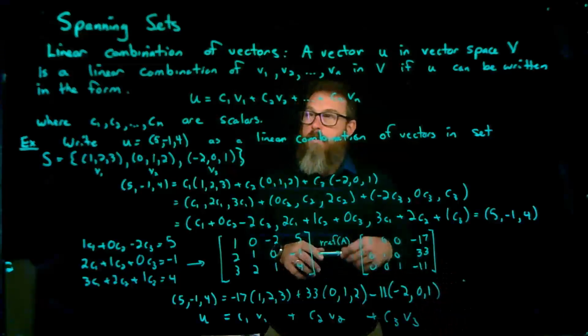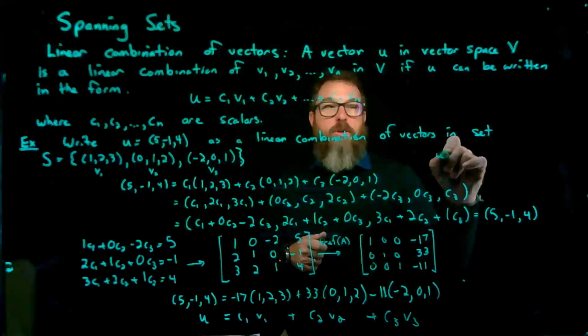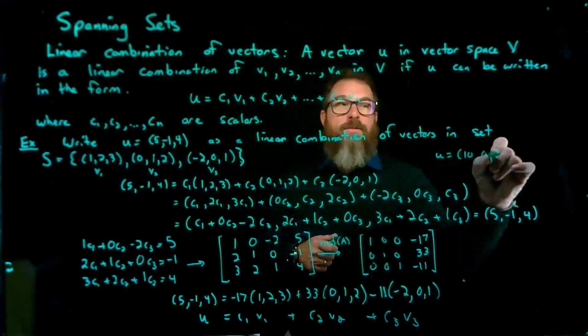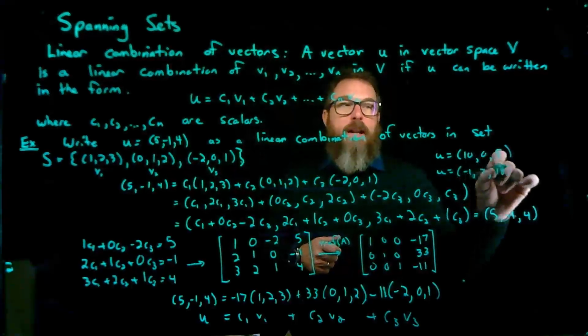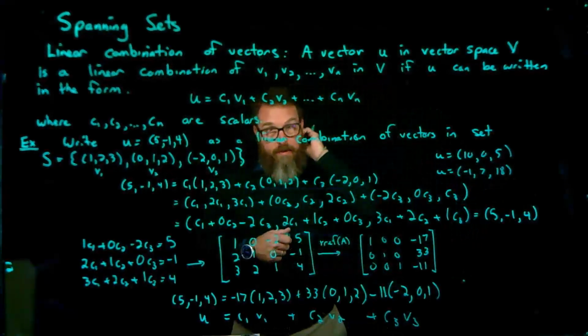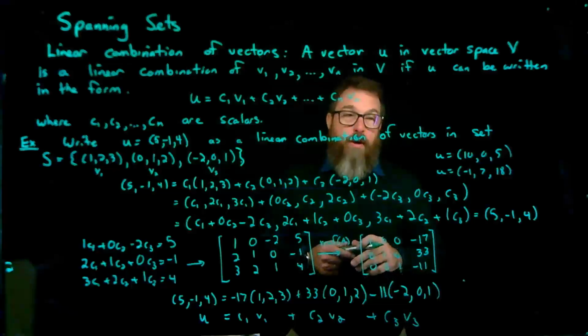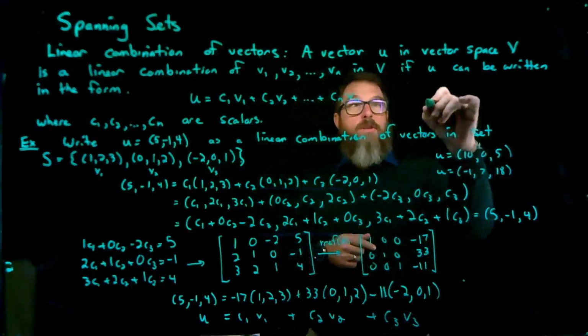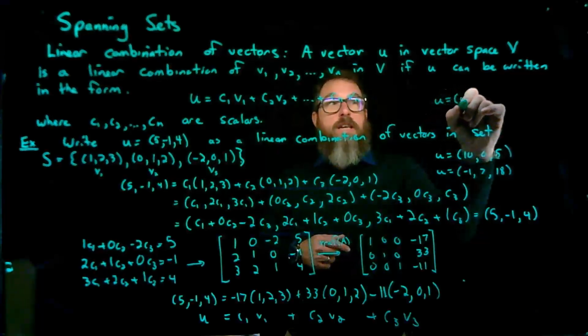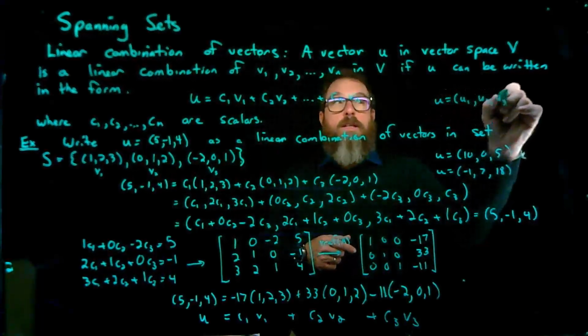So if I just randomly say, well, what if u is equal to (10, 0, 5), or u is equal to (-1, 7, 18), and I'm just writing numbers in here. I'm not even coming up with it, I'm just spitballing here. So can I write any vector? My real goal is, can I write u as just any (u1, u2, u3)? That's kind of my goal here.